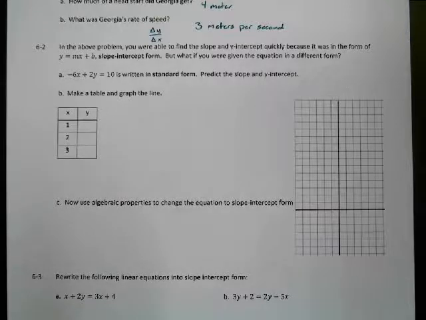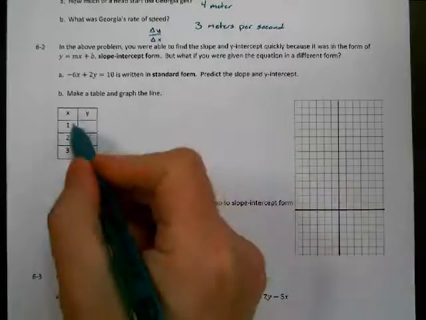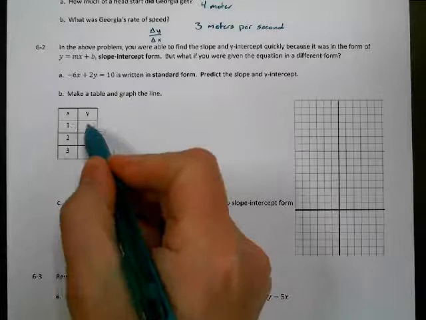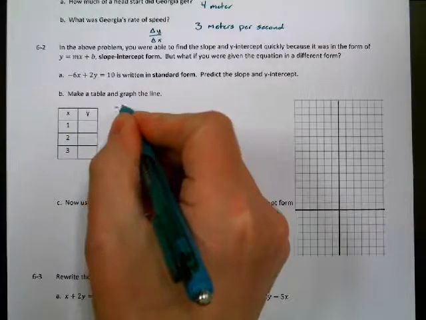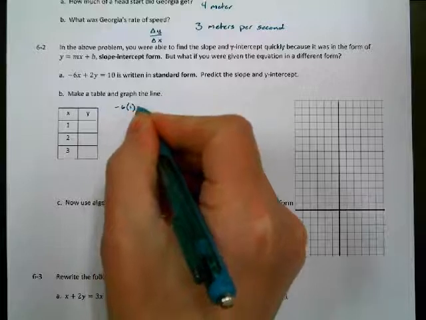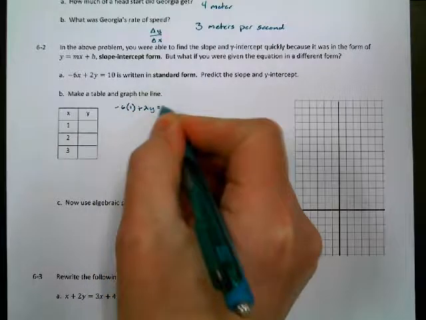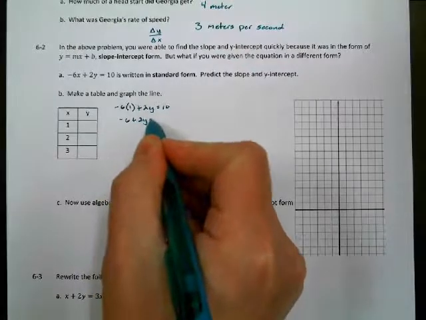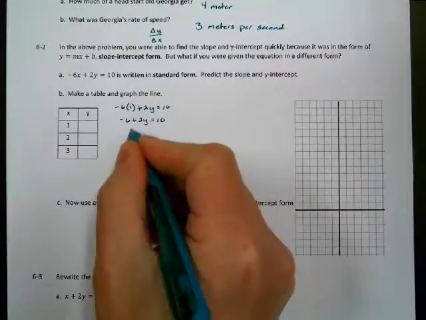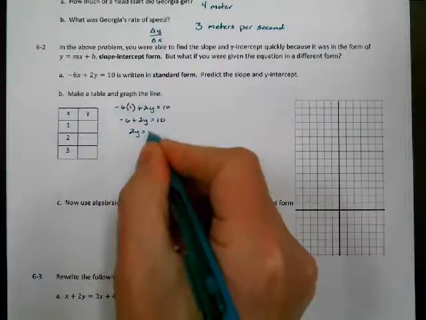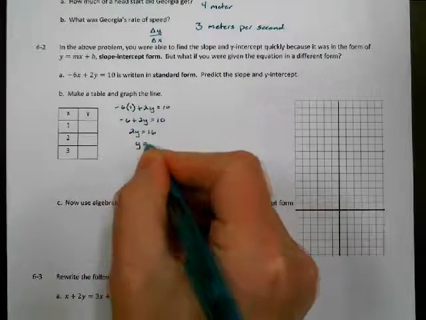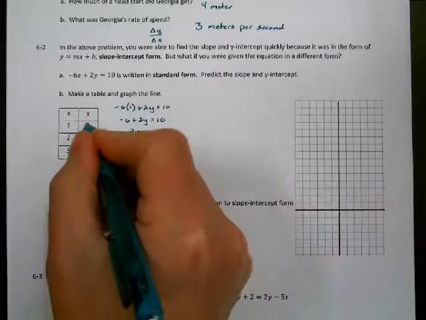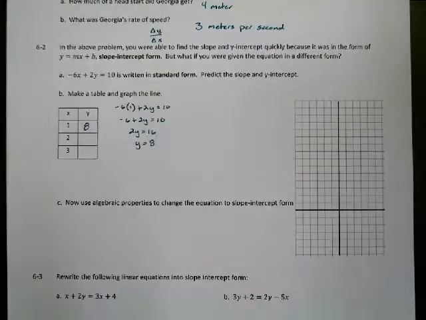So the first thing I want to do is make a table. So when x is 1, we want to find out what y is. So I'm going to plug in 1 right here. So this would be negative 6 times 1 plus 2y equals 10. So this would be negative 6 plus 2y equals 10. I'd add 6. I get 2y is equal to 16. Divide by 2, and y is equal to 8. So 1, 8 should be a point on our graph.